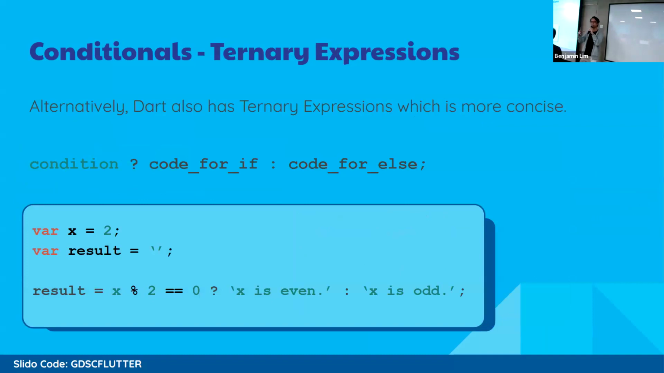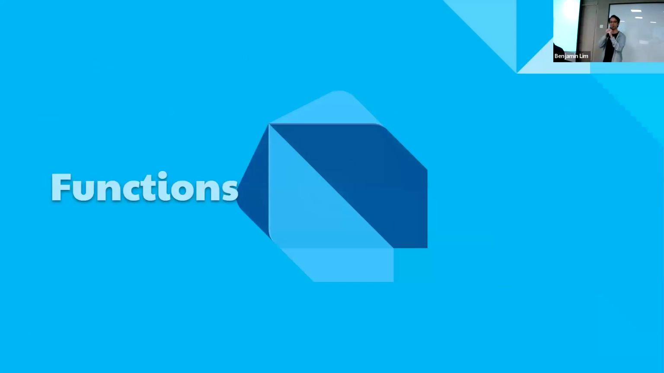Dart also has a really simple way to compress the if-else statements. We call it ternary expressions, where instead of if-else, we use the question mark as well as the colon. So the condition is before the question mark. Whatever is after the question mark is what you put if the condition is fulfilled. And then after the colon is whatever you put if the condition is not fulfilled. And you can use this to assign variables as well. So it's a really clean and simple way to have an if-else statement. So yeah, that is all for conditionals.